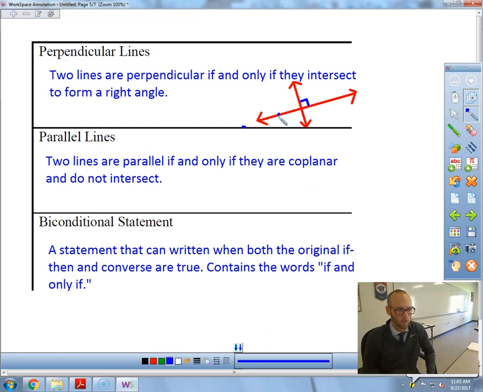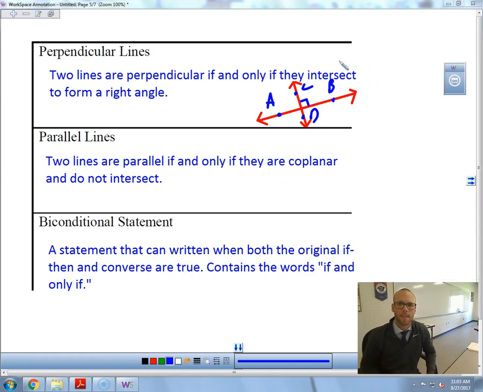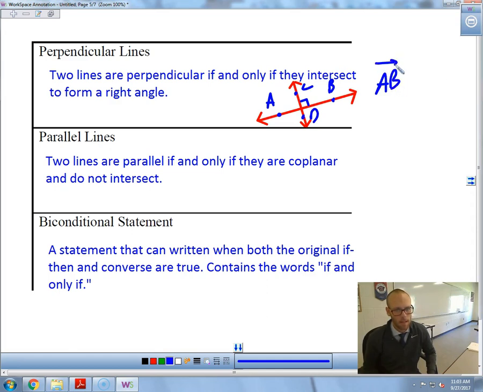So let me call this A, B, C, and D. How do I say that they're perpendicular? What symbols do I use? I would say line AB, and then my perpendicular symbol looks like this. It's an upside down T, but it looks like two lines that are meeting, intersecting at a right angle. So I'd say line AB is perpendicular to line CD. That's how I would say that.